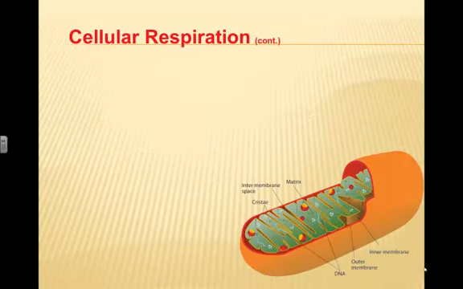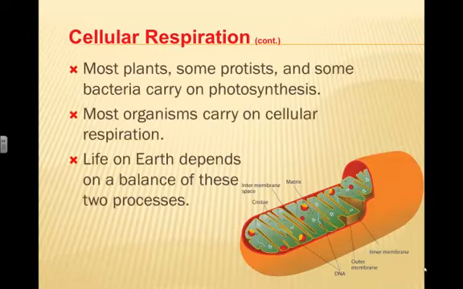So what is cellular respiration, and where does it occur? In the mitochondrion. Remember, that's nicknamed the powerhouse because of the ATP energy made by cellular respiration. Most plants, most protists, and some bacteria carry on photosynthesis. Most organisms carry on cellular respiration, technically aerobic cellular respiration. And life on Earth depends on a balance between these two processes, photosynthesis and cellular respiration, the two most important biological processes on Earth.